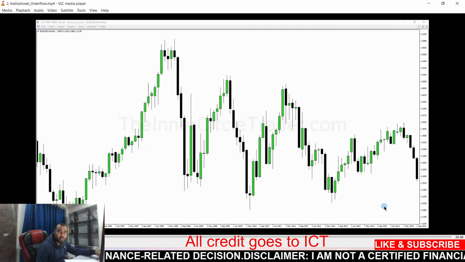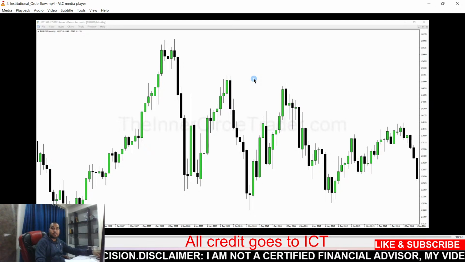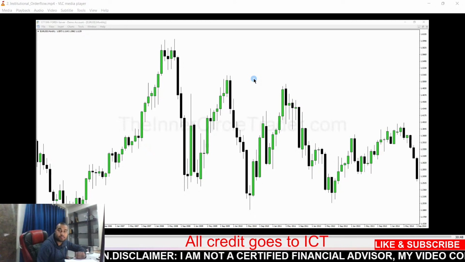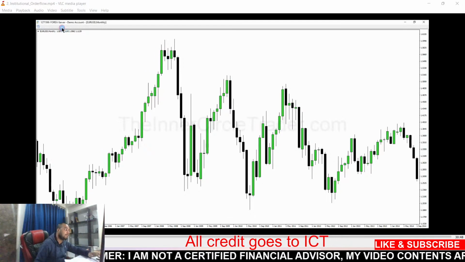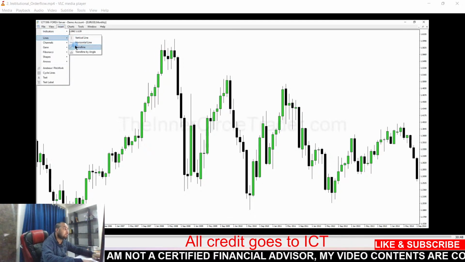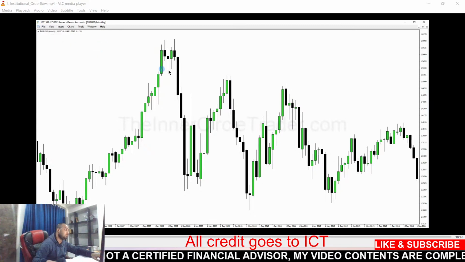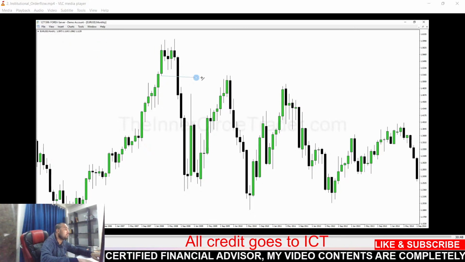Institutional order flow and what makes it easy to see. We're going to be building a little bit on what we just mentioned in the previous lesson. We're going to be using that euro dollar example, and here's that order block we showed earlier in lesson 1.